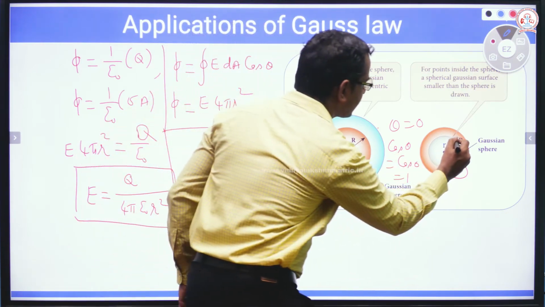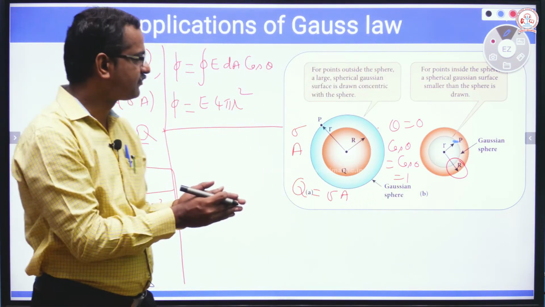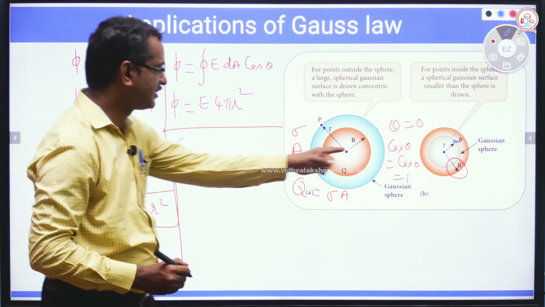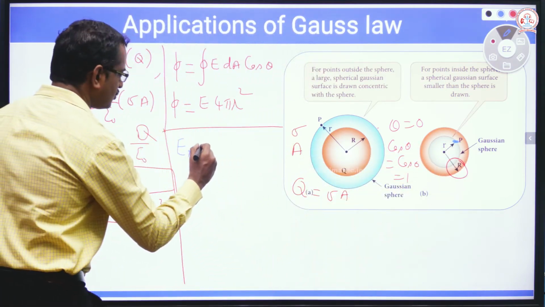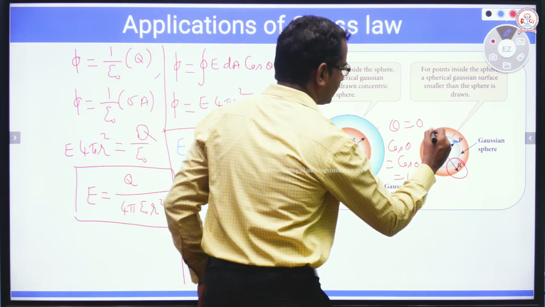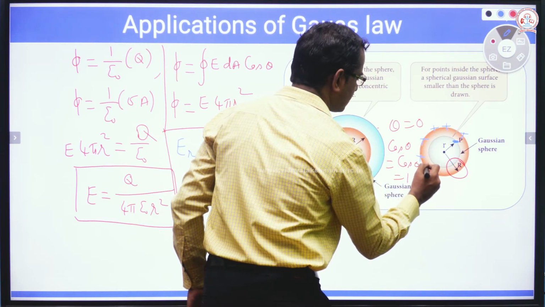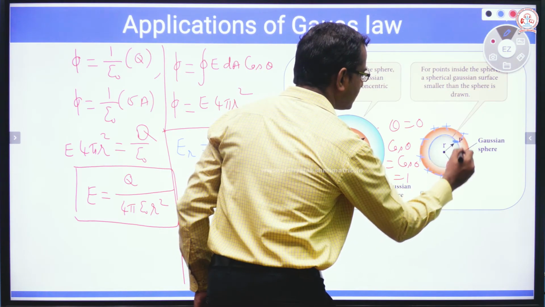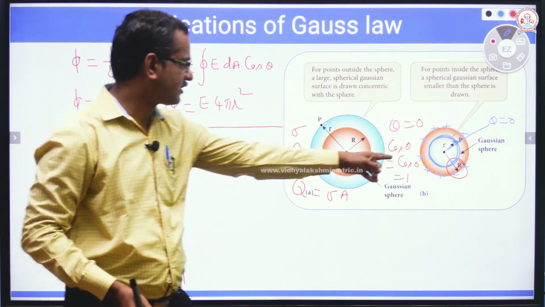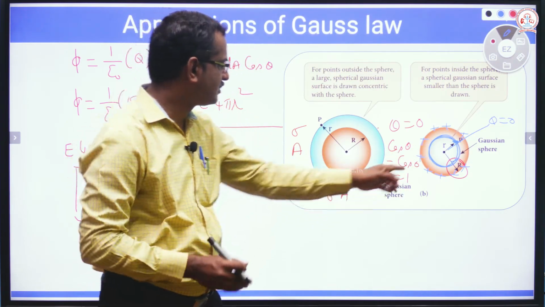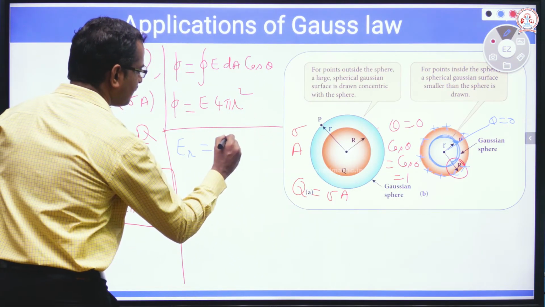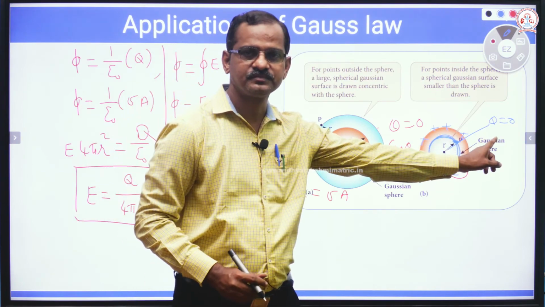In case the point is inside the sphere, then what is the electric field at a point inside the sphere? What is Q? Q is the charge enclosed by the surface. This is a sphere, so charges will be on the surface. Inside the sphere there is no charge, so Q is equal to 0. There is no charge enclosed by the surface here. Inside the small radius r, there is no charge, therefore Q is equal to 0, then the electric field will be 0.